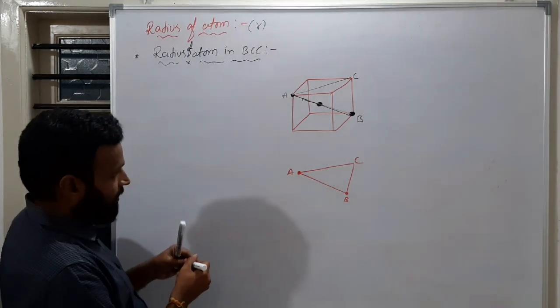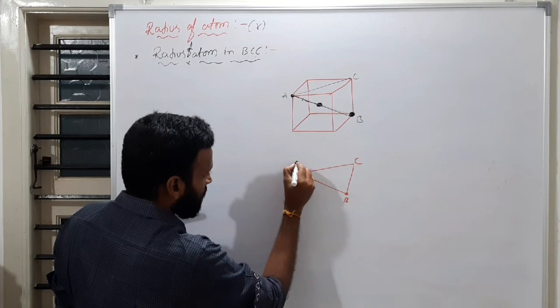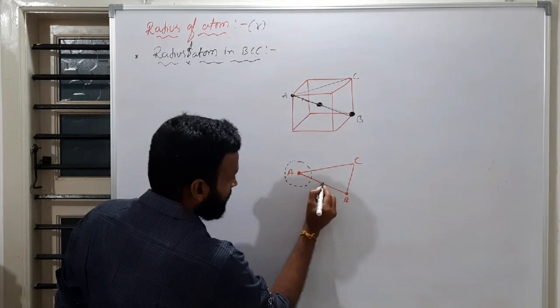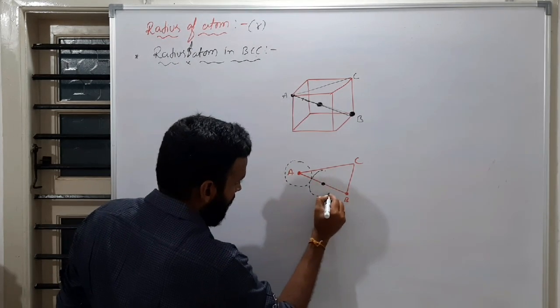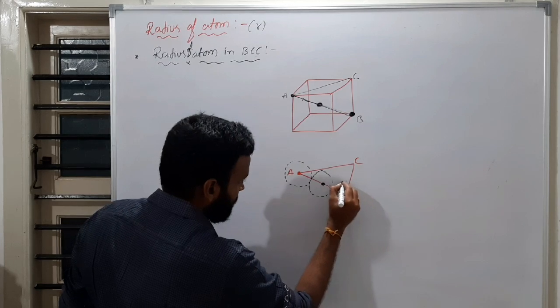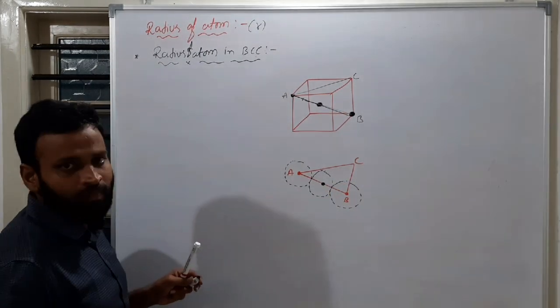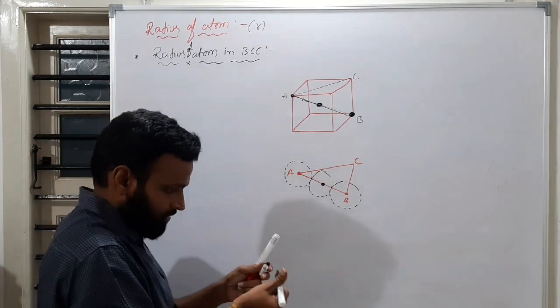Got it? So where you have atoms? You have atoms at all corners. So this is corner atom, and in middle you have a body center atom, and here you have another third one. Understanding?